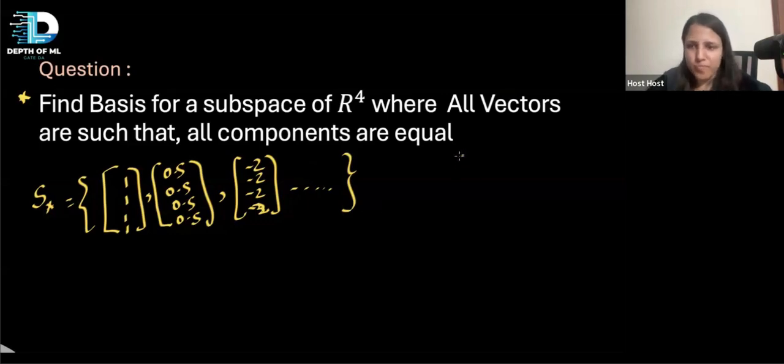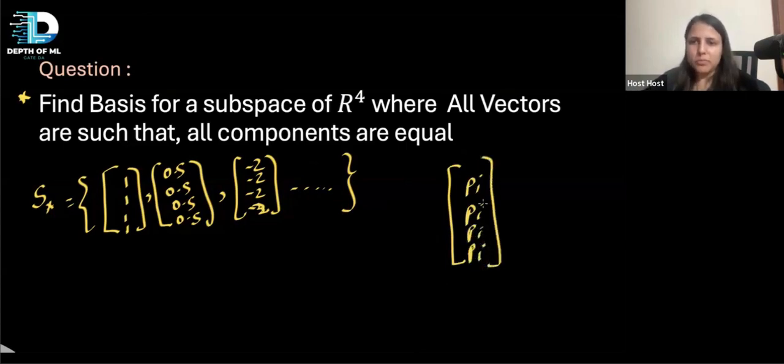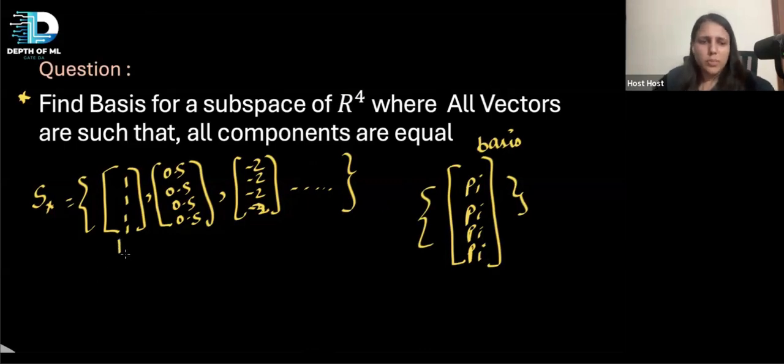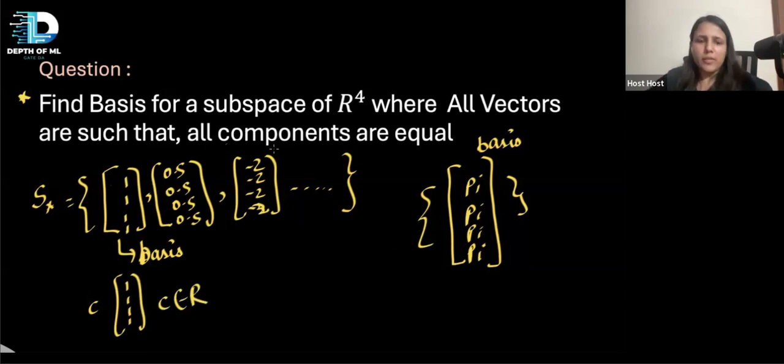Okay, valid. Pi. Rohan and his obsession with pi. Okay, great. Valid, valid. Pi, right? Any other basis? This is also a basis, right? This is also a basis. So I can multiply c by 1, 1, 1, 1, where c belongs to R, or any vector from this.